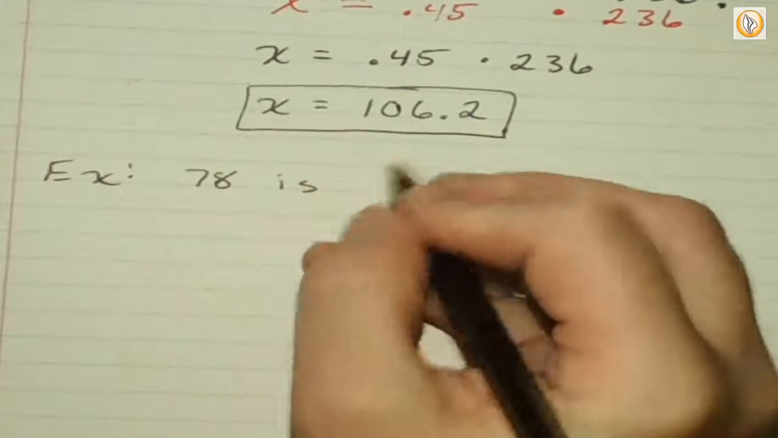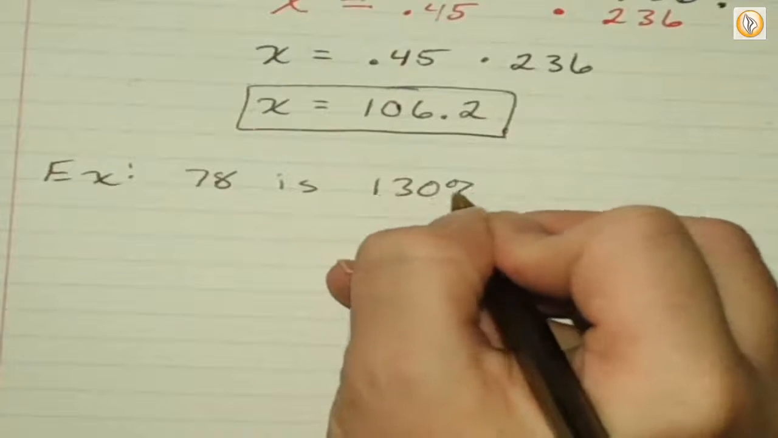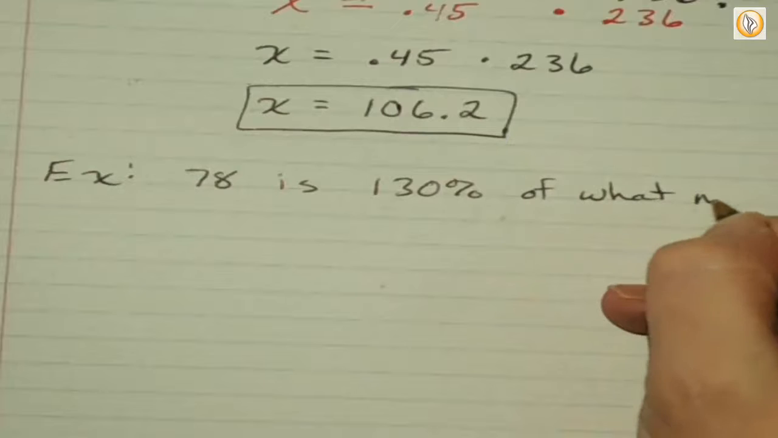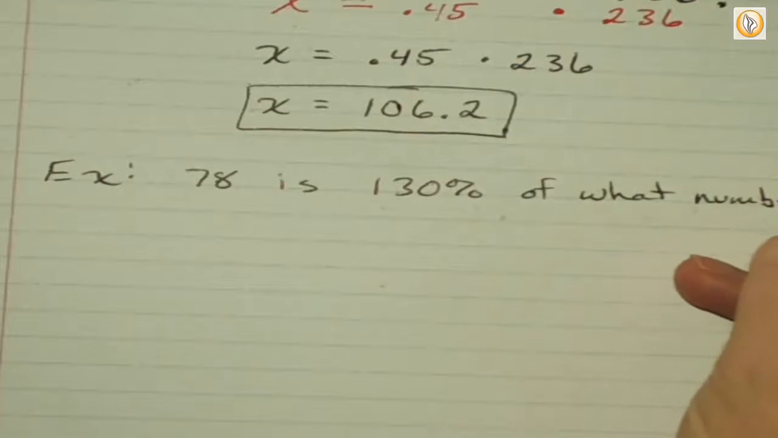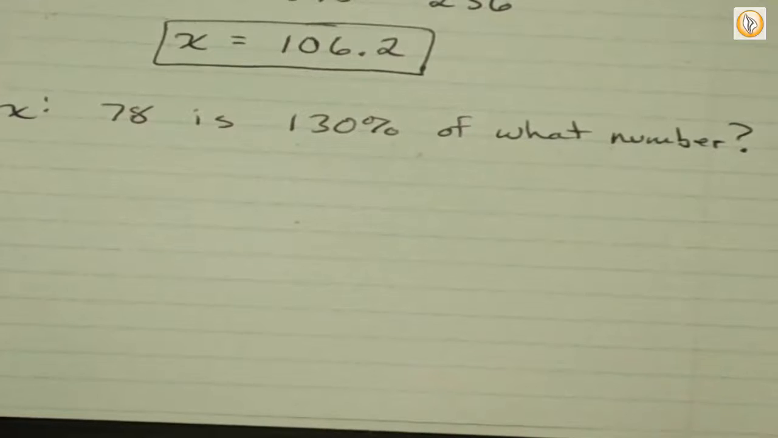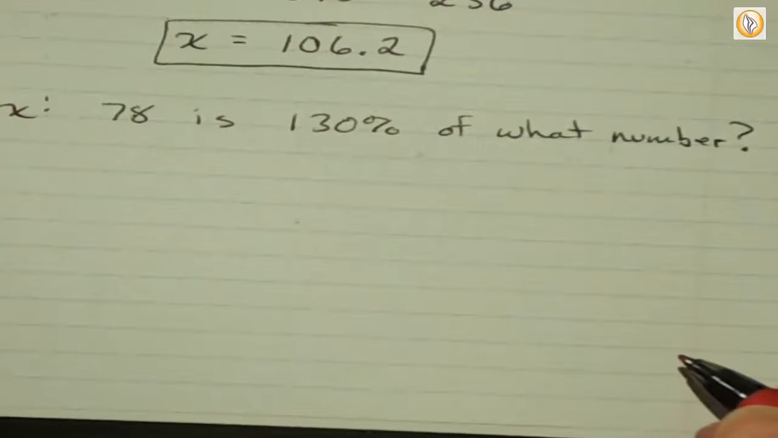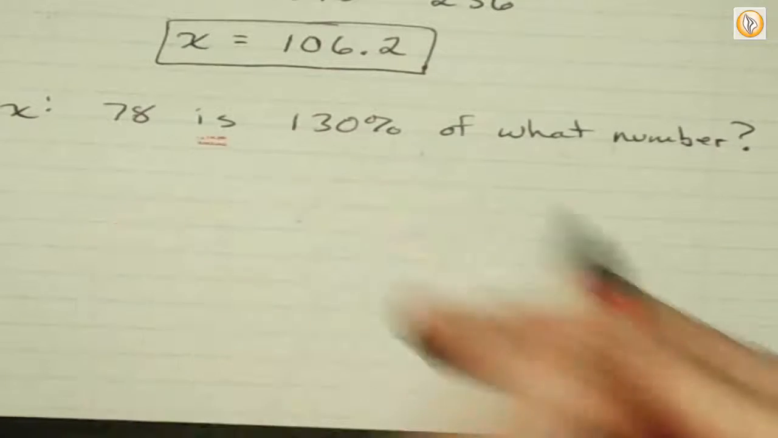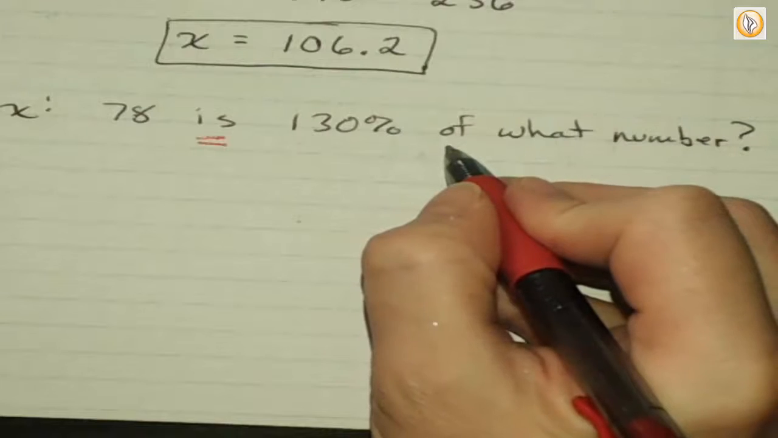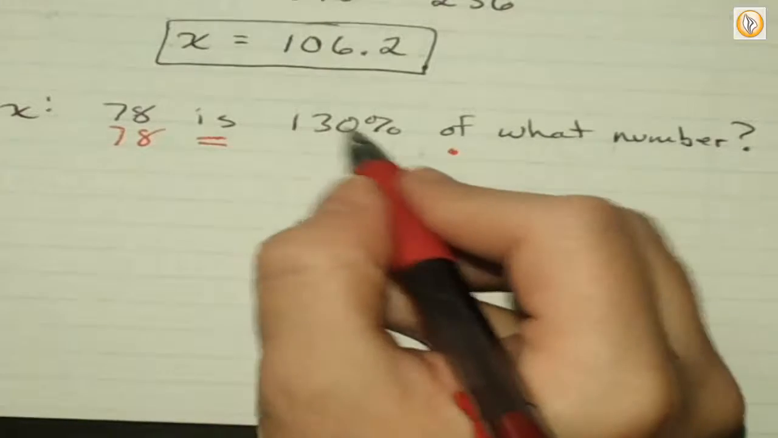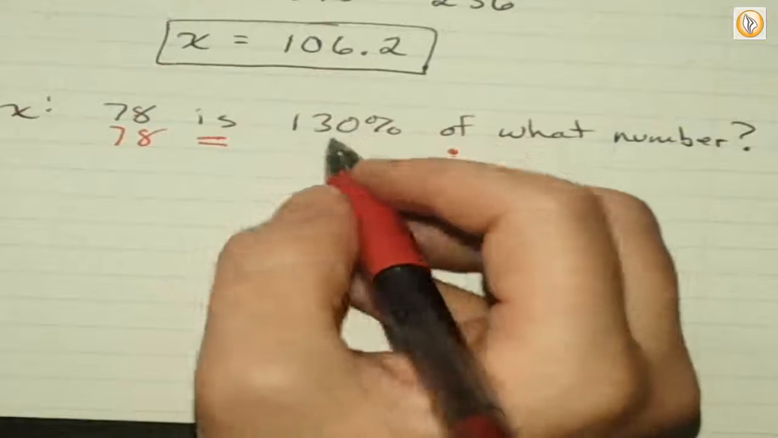78 is 130% of what number? So Michaela, what is is? Cecilia, what's of? Then bring down my 78. Emily, what do I need to do to my percent here? And how do I do that?